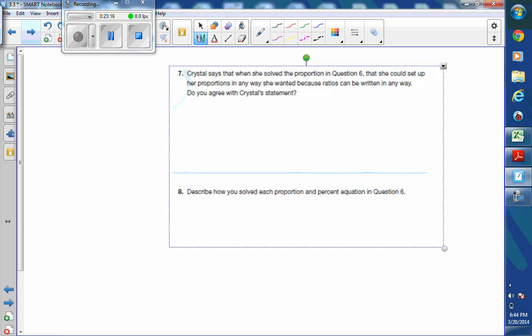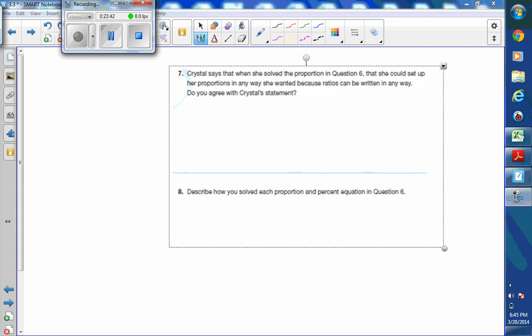Okay, last 2 questions. Crystal says that when she solved the proportion in question 6, she could set up her proportion any way she wanted because ratios can be written in any way. So do you agree with Crystal's statement? Stop and answer that question. And then I want you in number 8 to go ahead and do that. Describe how you solved each proportion and percent equation in question 6. And then come back to the video when you have thought about it.